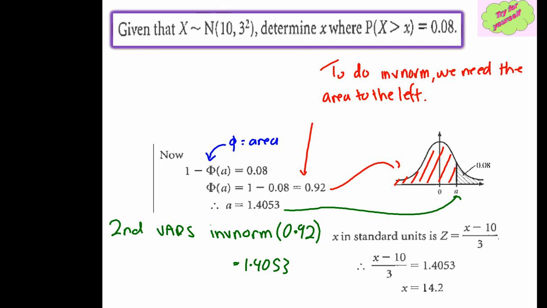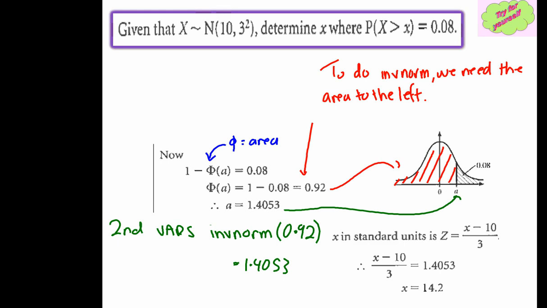So almost at the last one. No, second last one. Given that x is approximately normally distributed with a mean of 10 and a standard deviation of 3, determine x where the probability of X greater than x equals 0.08. So it's an inverse norm problem. They've told us the area under the curve, and they want us to now work out the z value. Well, they want you to work out x.